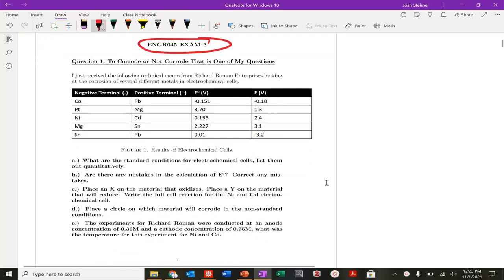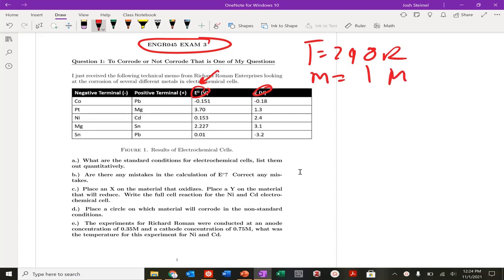So I received the technical memo. I've got these values of E0, of E. What are the standard conditions for electrochemical cells? List them out quantitatively. If we're at standard conditions, i.e. E0, we need to make sure our temperature is equal to 298 K, our molar quantities are equal to 1 molar, and we are at atmospheric pressure, 1 atm. So there we go.